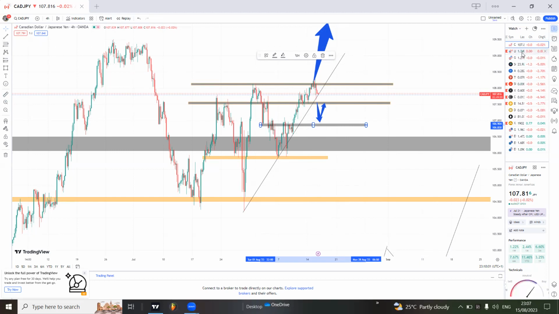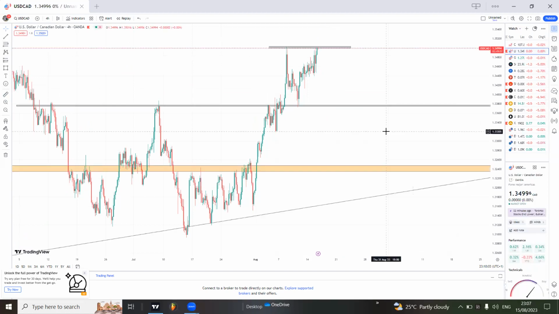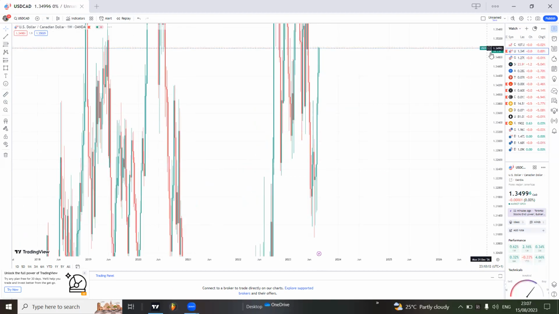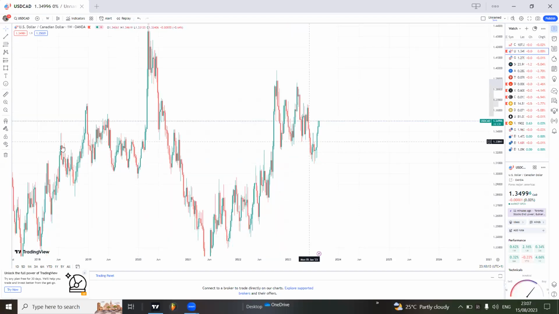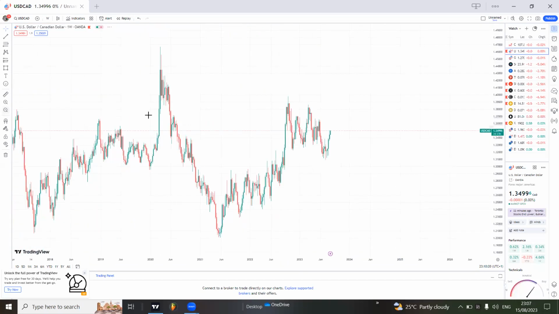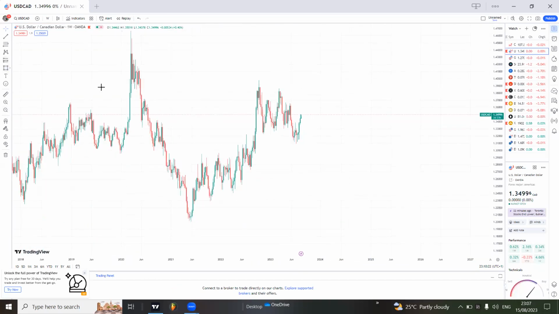Let me just quickly run around Usdcad. Let me take these guys off. Usdcad has been ranging for some time now, but the weekly candle is giving us a bullish momentum, which I see Usdcad going to the upside. Let me just quickly run through this.